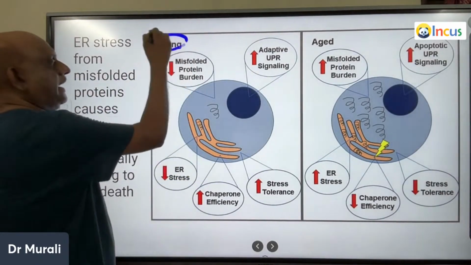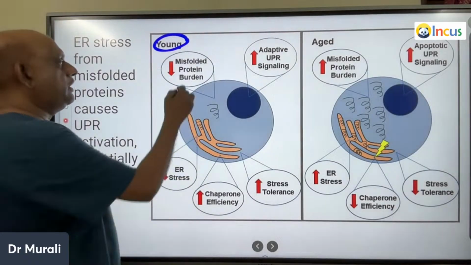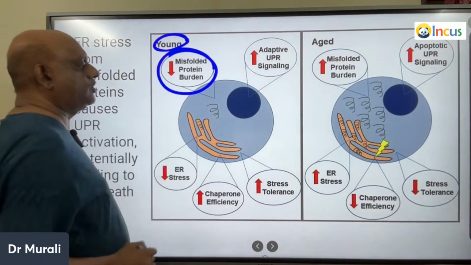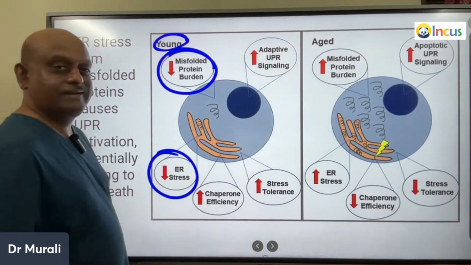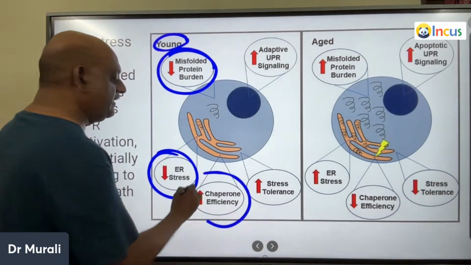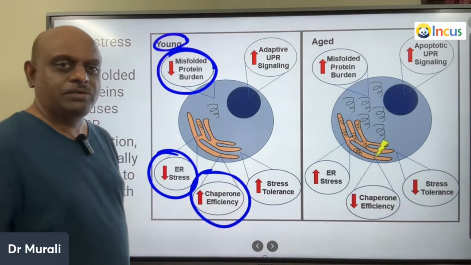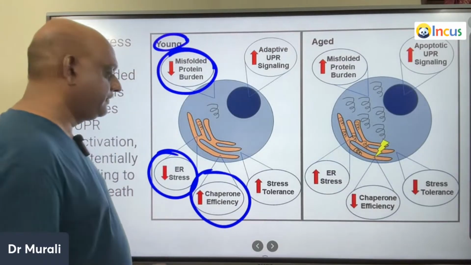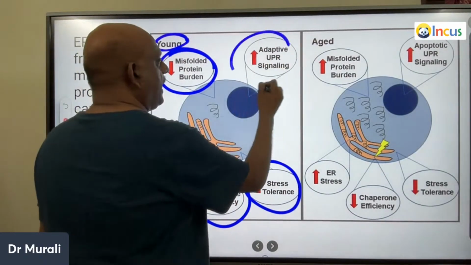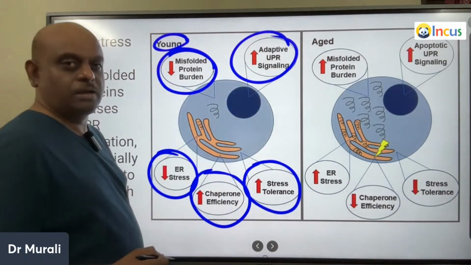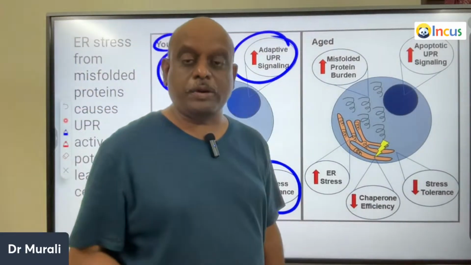So whenever the cell is young, the misfolded protein burden is low and the ER stress is less. Chaperones are more efficient. Chaperones are those which cause protein folding. And there is an increased stress tolerance and there is an adaptive unfolded protein response signaling.